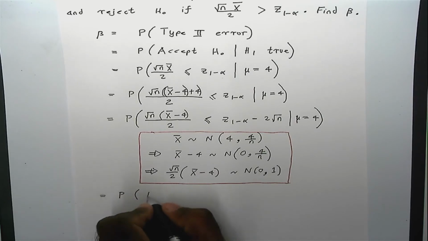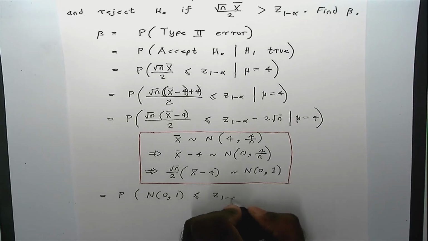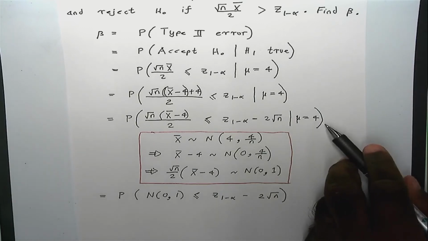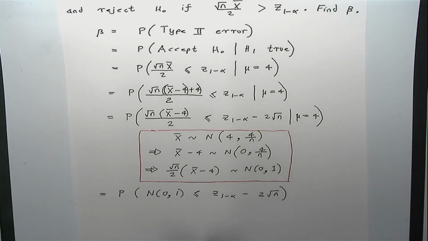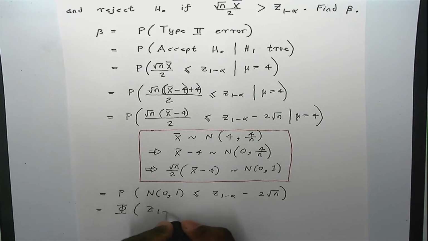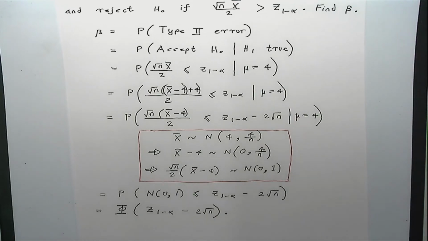this is the probability that a standard normal variable is less than or equal to this, right? Now I have removed the conditioning on mu again because I have used this conditioning to argue that this is standard normal, right? So finally this is phi, the CDF of standard normal, at this. So this completes example 5. The next example is example 6.